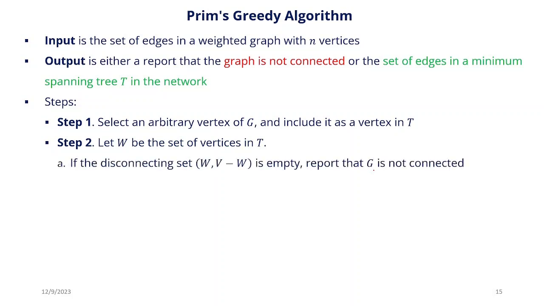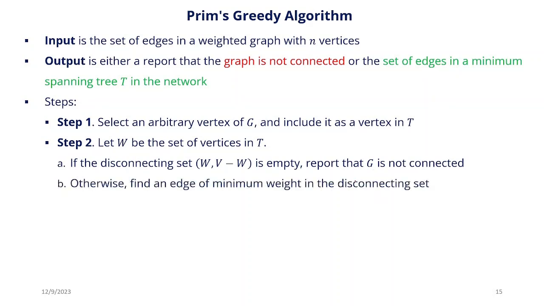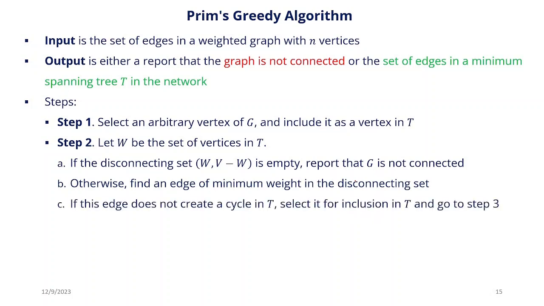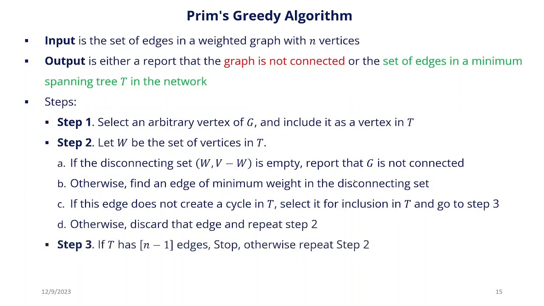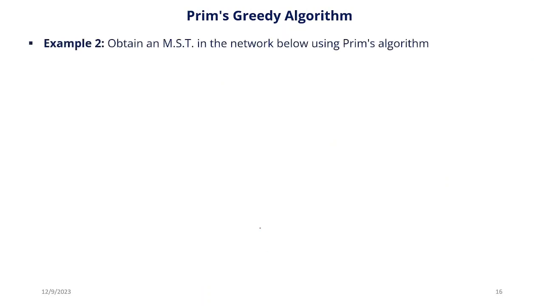Step 2. If the disconnecting set, remember we described a disconnecting set before when we were talking about connectivity, is empty, report that G is not connected. Otherwise, find the minimum weight edge in the disconnecting set. If this edge does not create a cycle in T, select it for inclusion in T. But if it does, discard the edge and repeat step 2. Step 3. If T has n minus 1 edges, stop. Otherwise, repeat step 2. It's also a simple algorithm.